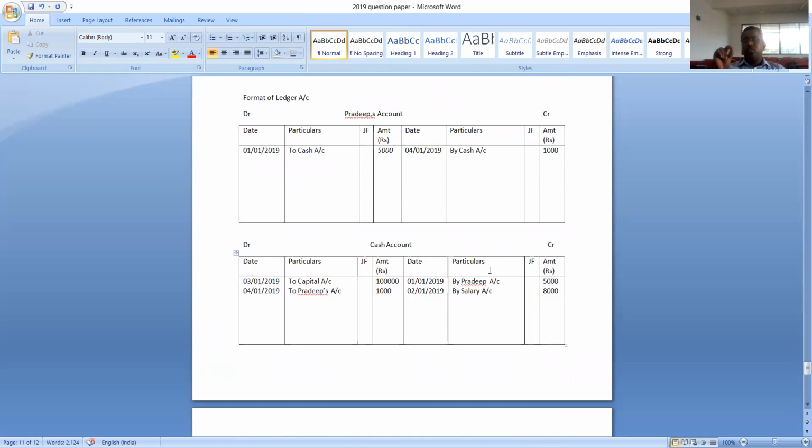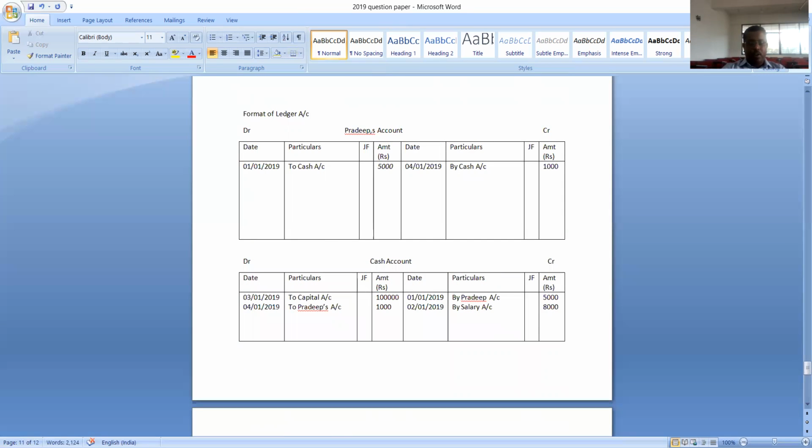Once you have posted entries from the book of journal to the book of ledger, what is your next task? Your next task is closing of these ledger accounts, which is nothing but balancing of these ledger accounts. At the time of balancing a ledger account, you need to follow certain procedures. So I will write the procedures for balancing of an account.